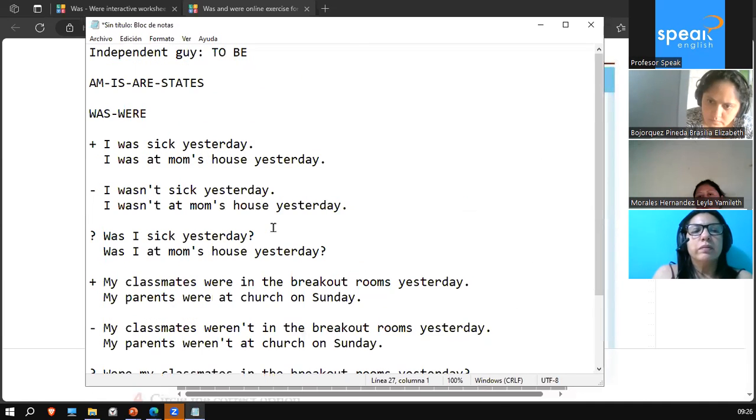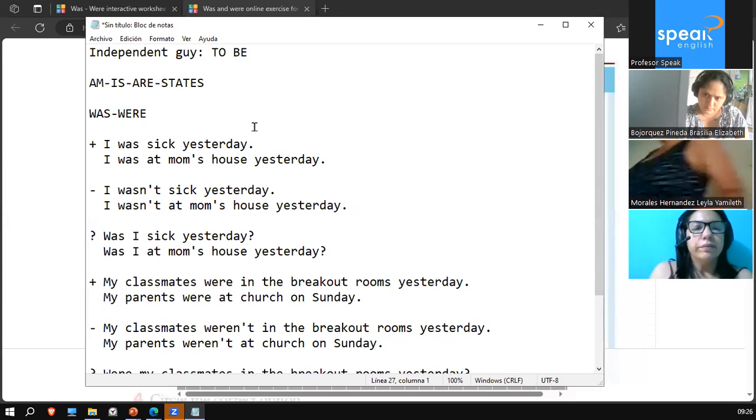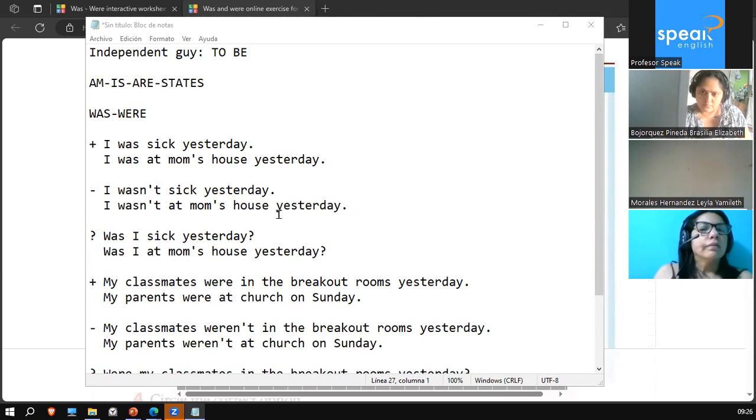Vaya, chicos. Let's go ahead and have a quick review, ¿verdad? We were saying that whenever we talk about the simple past of the verb to be, we have to remember that it is independent. Es un tema independiente, and it's an independent verb. It means that whenever you have to create positive, negative, or question forms, you are going to use it isolated. Quiere decir que lo va a utilizar solamente a él, ¿verdad? Es independiente porque él solito puede convertirse en afirmativo, negativo, y pregunta.